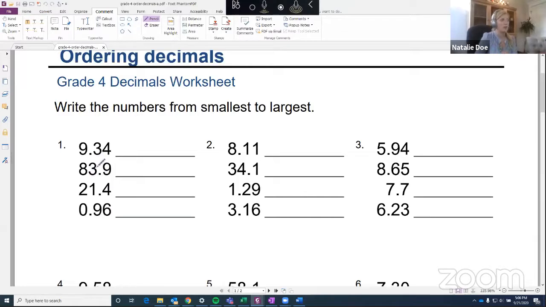Let's look at the tens and the ones place. So here we have a 9, we have 83, we have 21, and there's a 0. When we're putting these in order, let's start just by looking at these. Which one of these numbers on the left-hand side here is biggest? 9, 83, 21, or 0? What do you think?